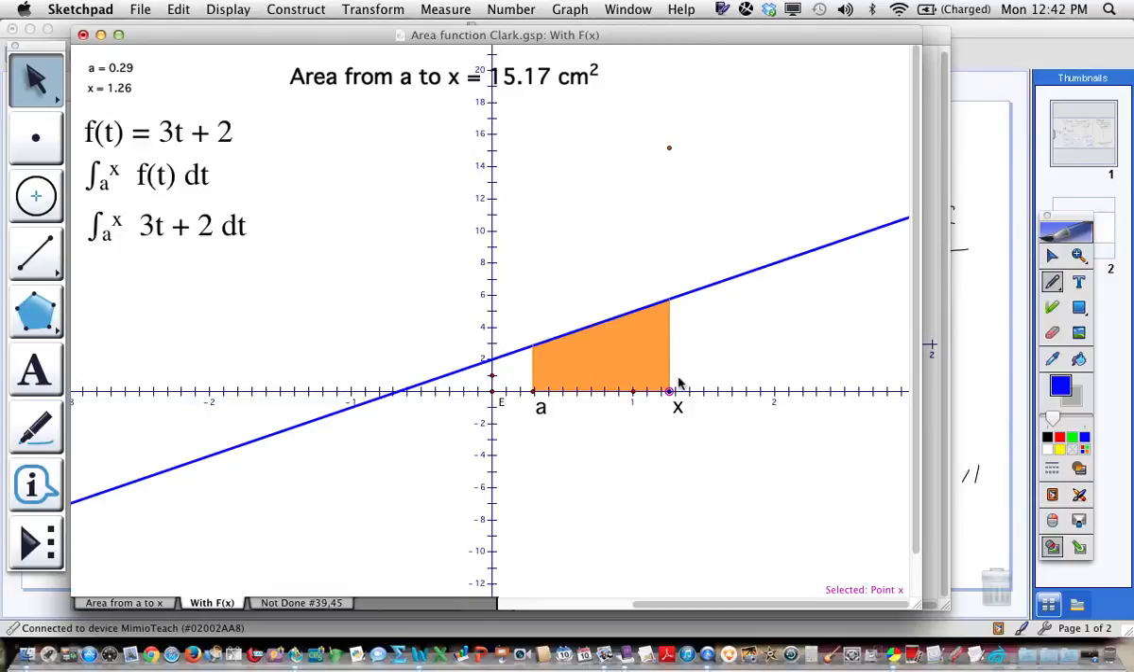All right. Now, let's move the A back here. Okay? Now, let's talk about, let's get a little more specific with that left endpoint.